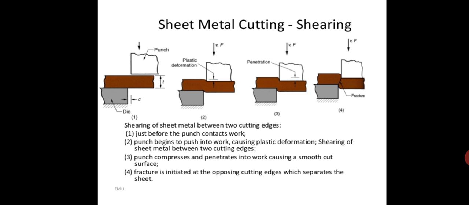The second diagram shows how the plastic deformation begins. The third diagram shows how the penetration occurs in the sheet metal. And the final, fourth diagram shows how the fracture occurs in the sheet metal by giving external force to the punch against the die.